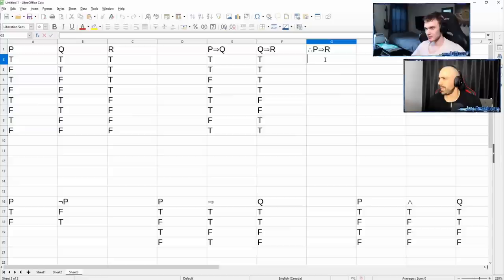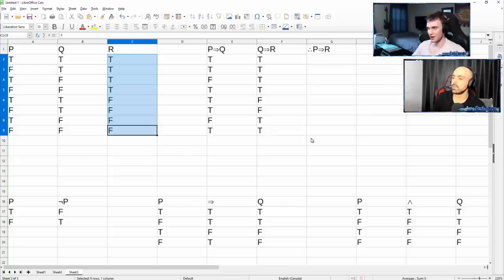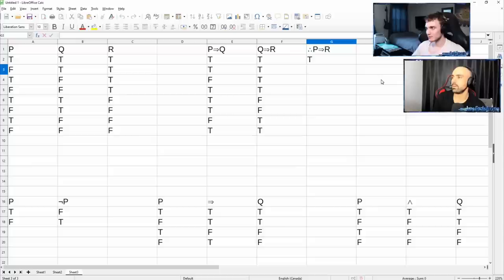So it's basically these two columns here, yeah? The P and R columns. Yes, those two. So the first one will be true. The second one's true too. True. True. False. True. False.